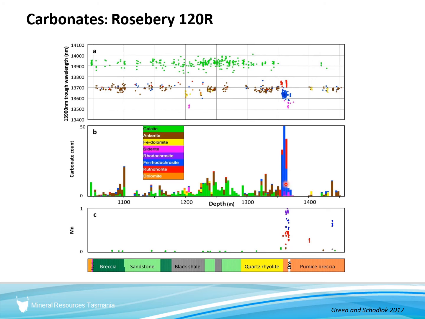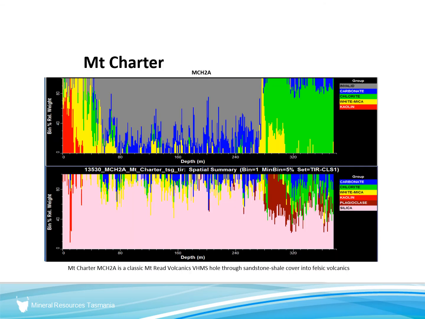So, and this is much wider than the actual ore zone, so great indications of where there's ore in the vicinity. Another VMS deposit, we can see that this is a classic Mount Read Volcanics hole through a whole heap of sandstone and then shale with the limited shortwave infrared reflectance down into felsic volcanics here, characterized by a change in the ratio of muscovite to chlorite, or the chlorite sericite ratio.